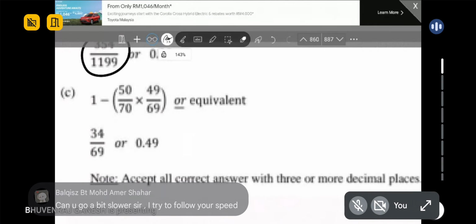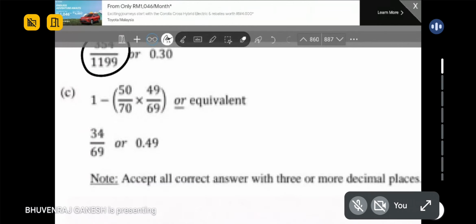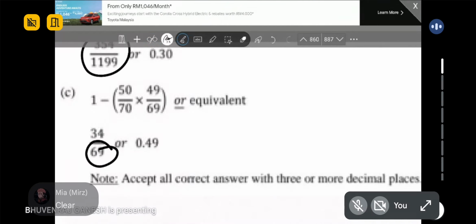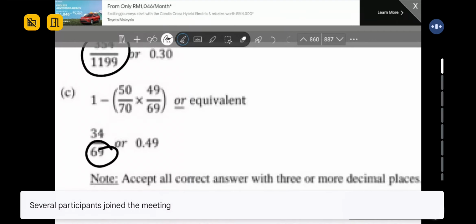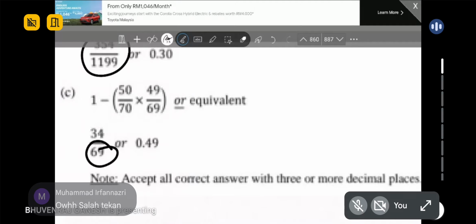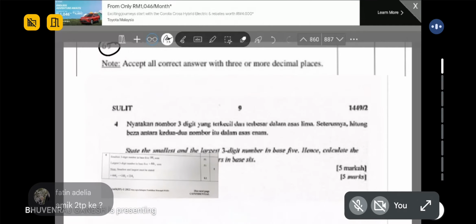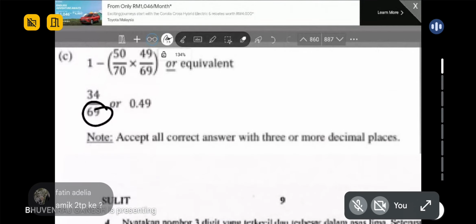Should be 69 guys. Irfan Nazri. Okay, 34 per 69. Cuba check. Okay, saat saya cuba kira. Tengok dia betul ke tak. 1 minus answer. Yeah, 69. Okay, it's okay. Can go a bit slower. Okay, can. No problem. It's okay, no worries. Just catch up, slow and steady.